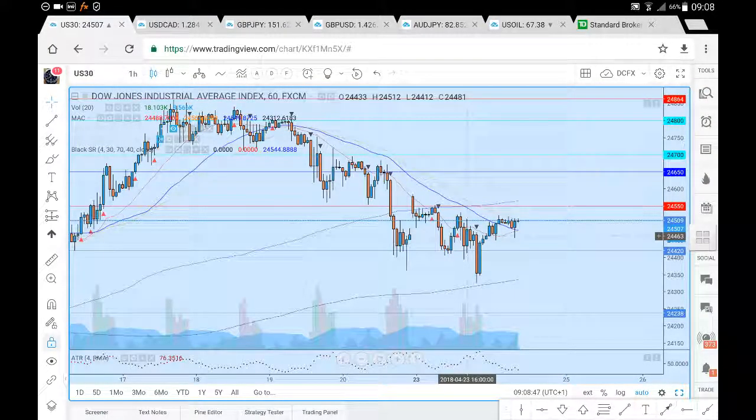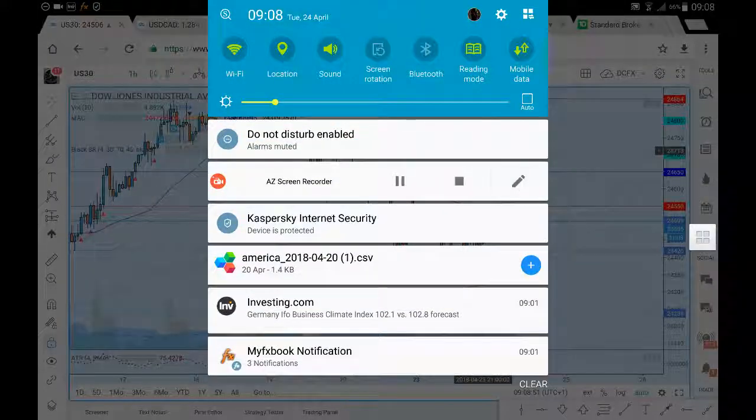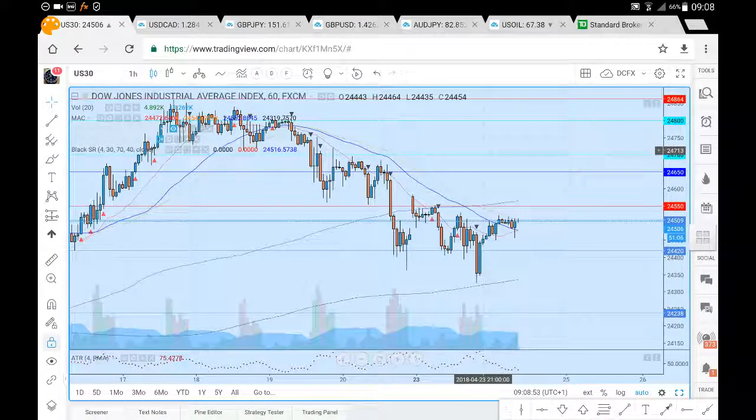So this is the US 30 analysis for Tuesday, the 24th of April. Now, let's have a look at what happened to prices and where prices may likely go.